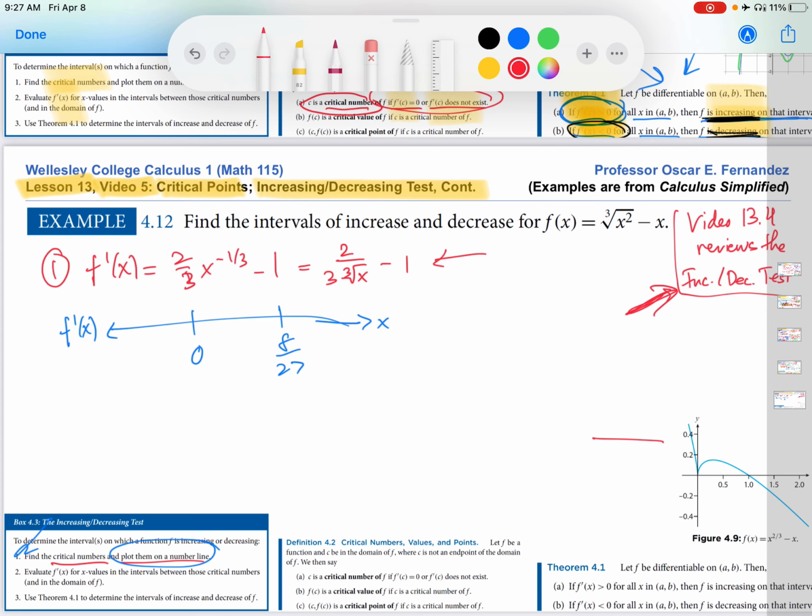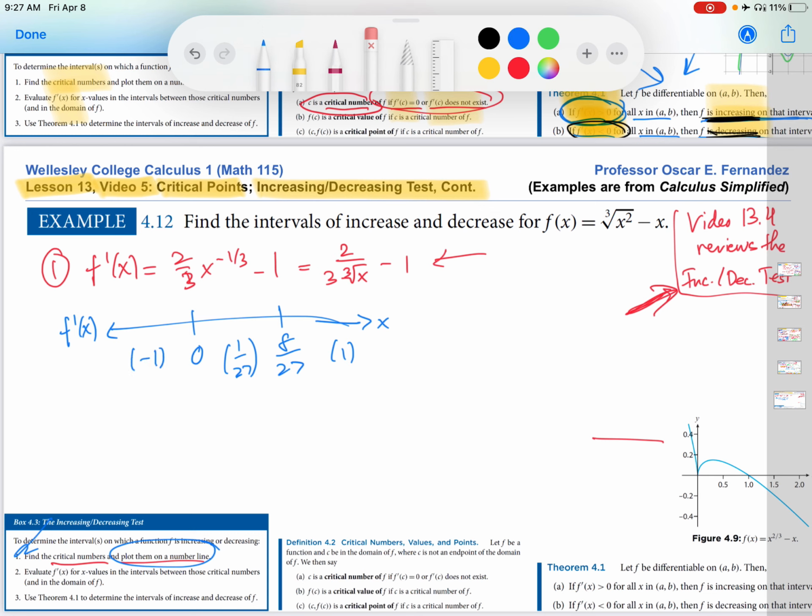How about we choose 1 over 27 to be in the middle here, and I'll show you why I chose that in a minute. Let me think a little bit. So we choose 1. Let's keep the 1 over 27. I'll show you why I'm hesitating in a second. And then something to the left of 0, how about -1?